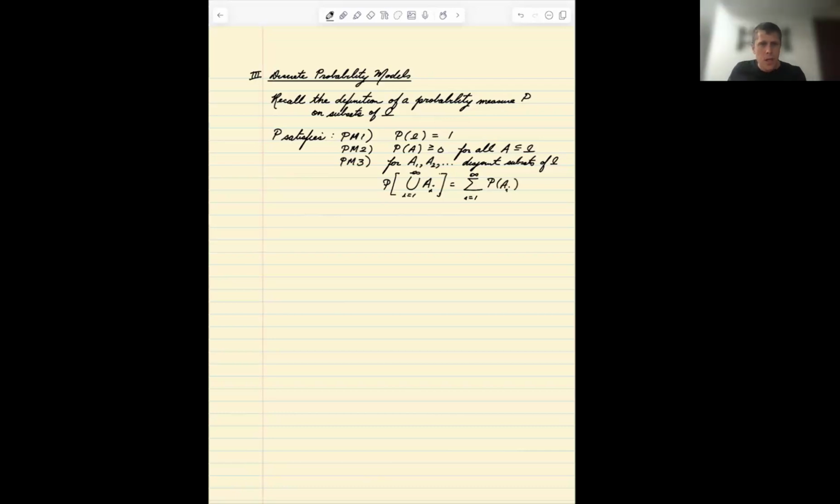Okay. So now I'm going to start with some simple rules of probability. We actually proved a few of these already. Some simple rules of probability.